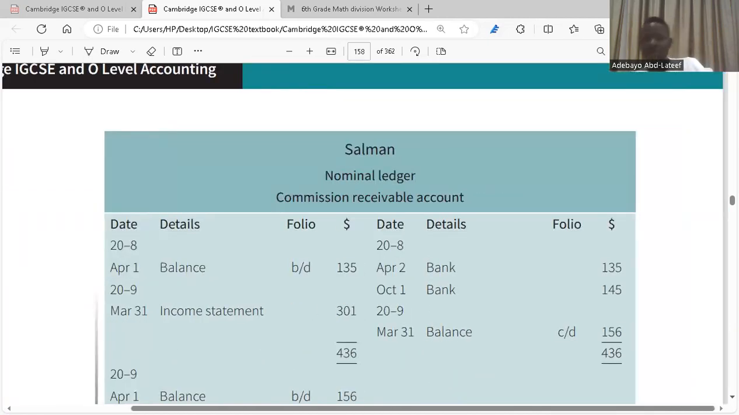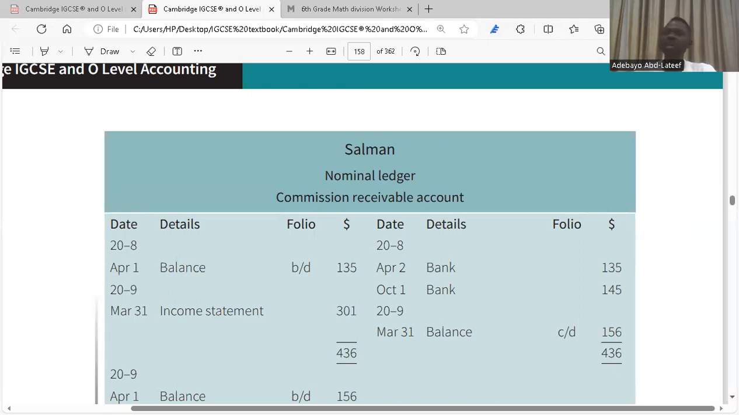So we go to the commission receivable account. We have our balance brought down on the debit side for 135. Yes or no? Yes. Okay. Then in the income statement, what happens to our income? So for the bank, he received 135 and 145. Yes, he received 135 and 145, and is yet to receive 156. So all these, the balance carried down will be 156 for the next year. Yes or no?